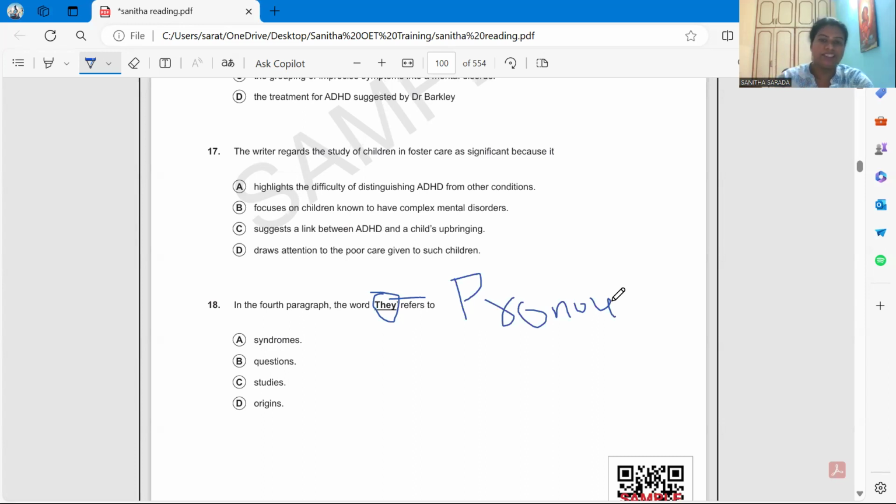Got it? Plural noun. Since "they" is referring to more than one person, if it were singular, you would check for a singular noun in the passage. But if "they" is referring to two or more persons, you have to check whether there is a plural noun in the passage. Now we are going to check whether there is any plural noun. It's a very simple, tricky technique. Definitely you will get the answer. Please watch my videos till the end. You are going to achieve a good score in OET reading part C.